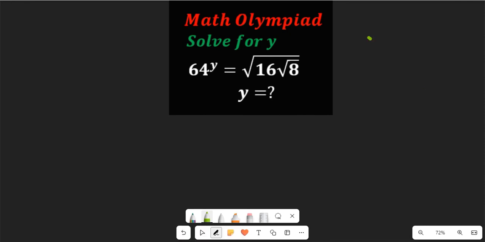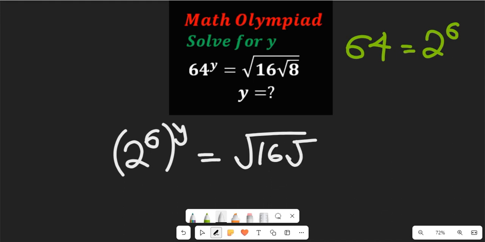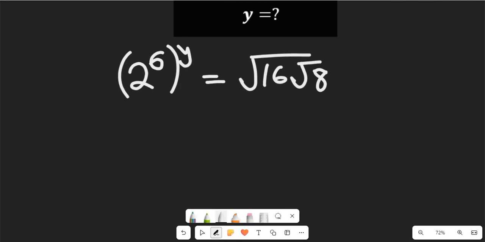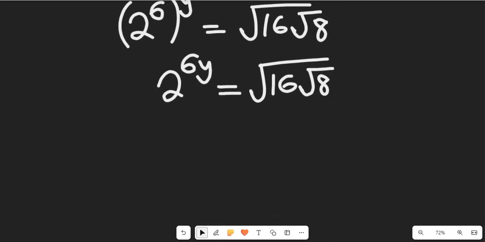From the right hand side, you notice that 64 can be factored out to 2 to the power of 6, right? So we're going to factor that out, and that will give us 2 to the power of 6 multiplied by y, equal to the square root of 16 multiplied by the square root of 8. Now, doing this has made it easier for us because we'll have 2 to the power of y equal to the square root of 16 and the square root of 8. This way, we do not have bigger exponents unlike the other ones.